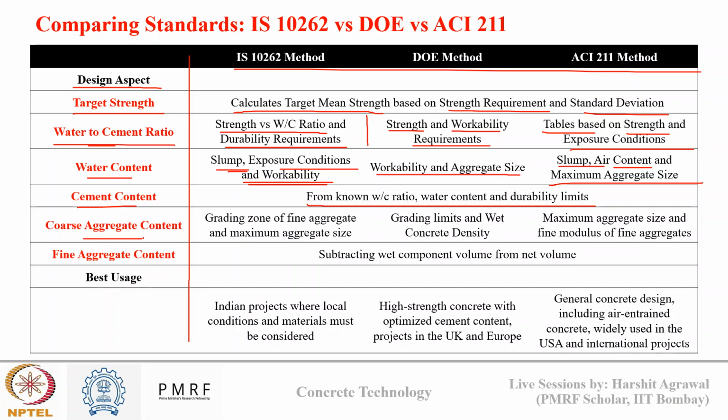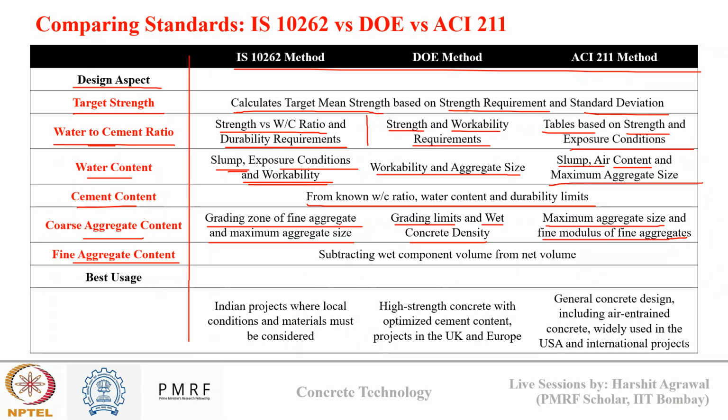For coarse aggregate content, IS method says that we need to know the grading zone of fine aggregate, whether it belongs to zone 1, zone 2, zone 3, or zone 4, and we need to know the maximum aggregate size of coarse aggregate. DOE method uses grading limits and wet concrete density to calculate the coarse aggregate content, and ACI method uses the information of maximum aggregate size and fineness modulus of fine aggregate to calculate the coarse aggregate content. Then fine aggregate content we get once we know the coarse aggregate content and total aggregate content. So these are the basic differences between IS method, DOE method, and ACI method of mixture design.